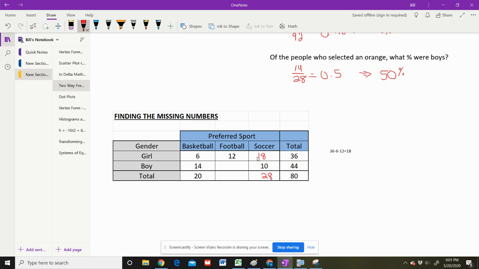So now what I want you to do is tell me what the missing numbers are here. All right, and that'll be all for now.